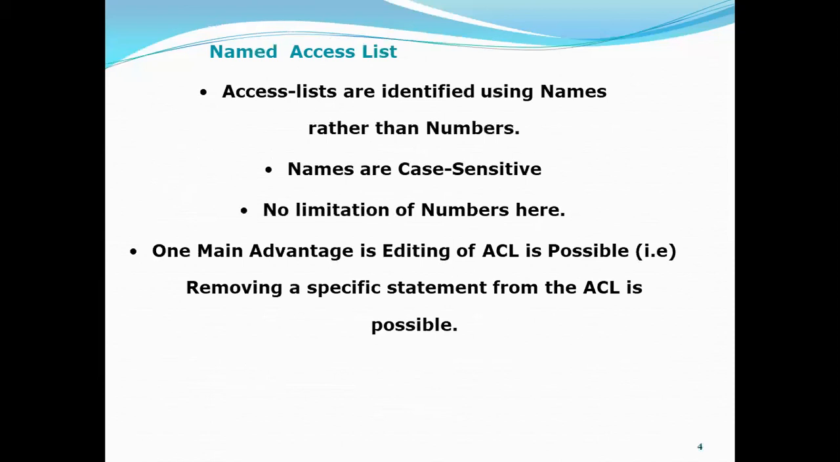Named access list. One main advantage is editing of ACL is possible, whereas in numbered ACL it is not possible. You have to delete the entire group and configure again. Removing a specific statement from ACL is possible, which is not possible in numbered. IOS version 11.2 or later allows named ACL. Before that, it will not allow named ACL. It was only numbered ACLs before.